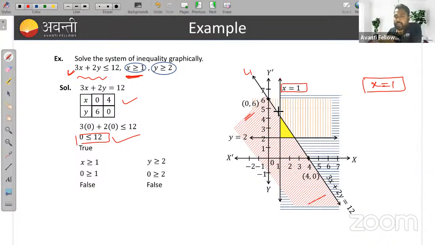This is the line x is equal to 1. If we put x is equal to 0, y is equal to 0, what are you getting? 0 is greater than or equal to 1, which is not true, false. That means the side in which the origin is present, the opposite of that side will be your solution. So the right half plane will be your required solution, right half plane, okay.